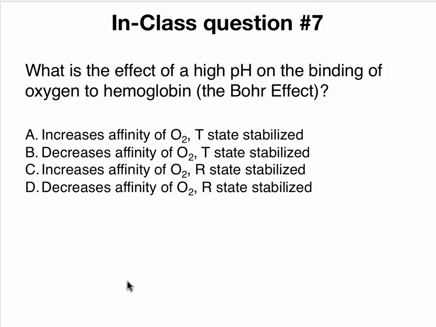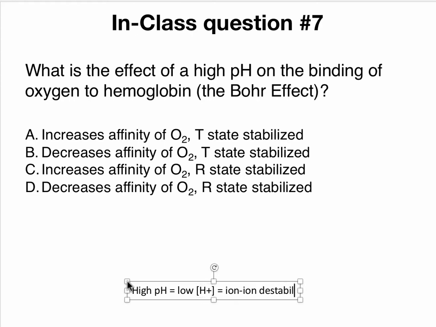Okay, so thinking about this clicker question. What is the effect of high pH? So if we think about high pH, we have low protons, so low proton concentration. If we have a low proton concentration, that means those ion-ion interactions are destabilized. If the ion-ion interactions are destabilized, that means we're forming the R state and we have an increased affinity for oxygen.